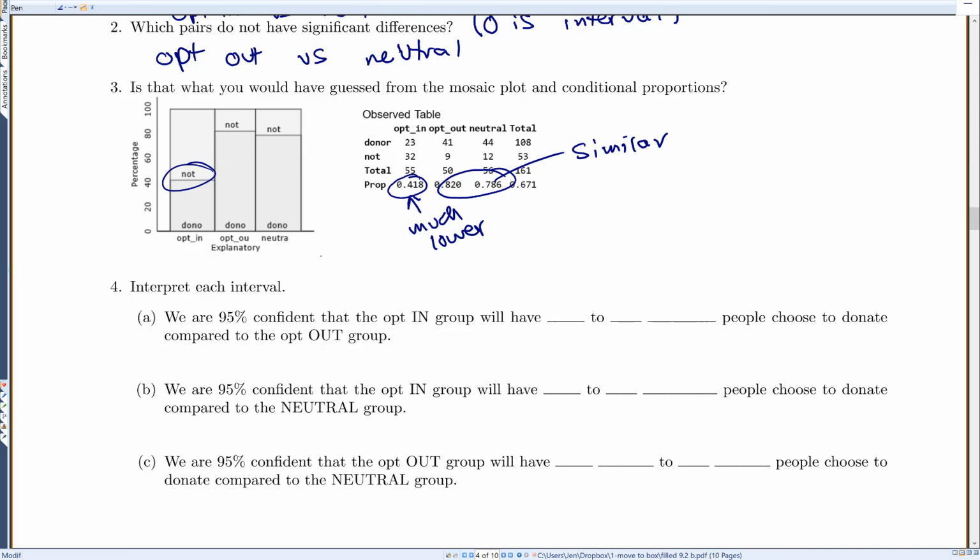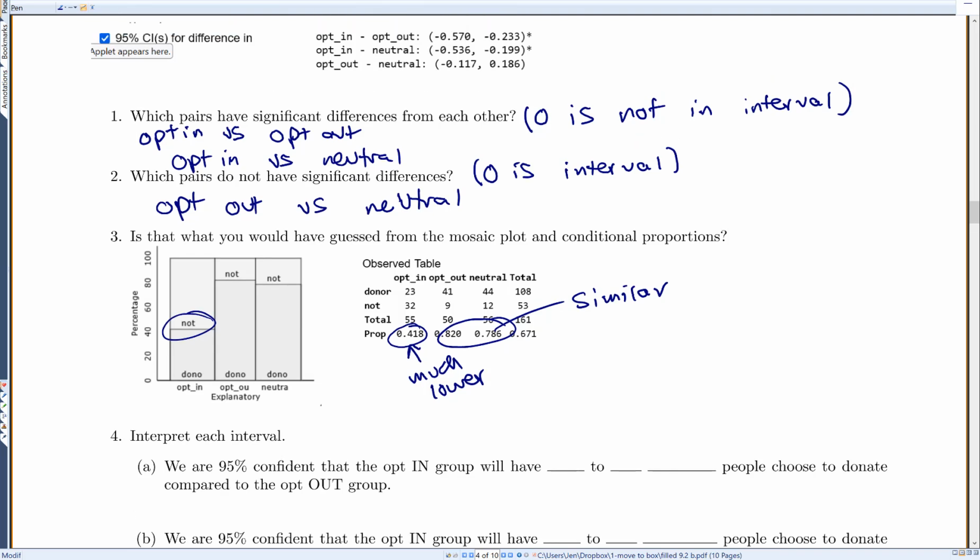Okay, but basically each time it's going to be we're 95% confident, and then it's just that the difference in our population proportions is in that interval. But here's some ways that we can say it. We're 95% confident that the opt-in group will have 0.57 to 0.233 less, and I'm going to say less because they're negative. Less people choose to donate compared to the opt-out group.